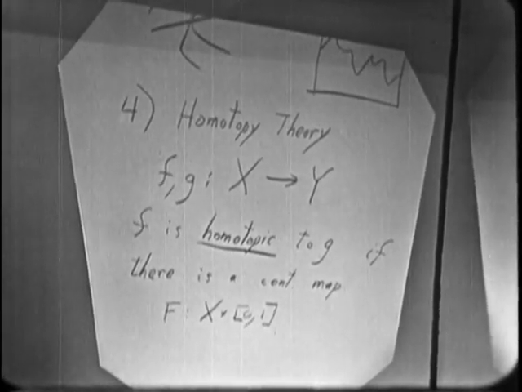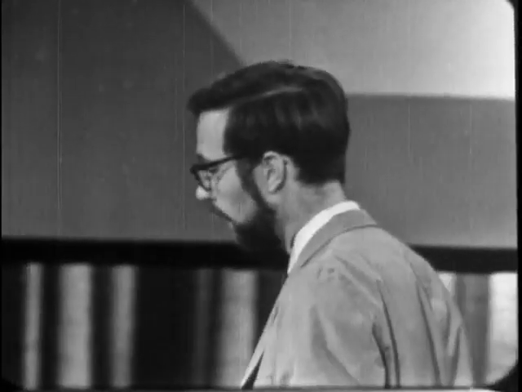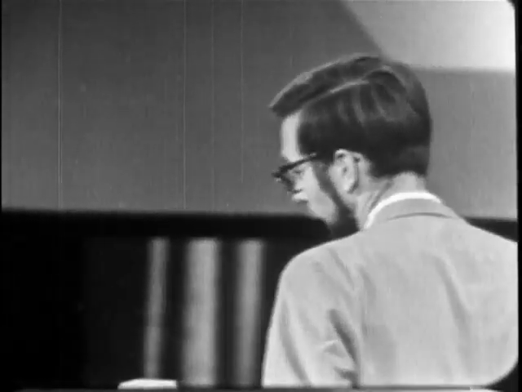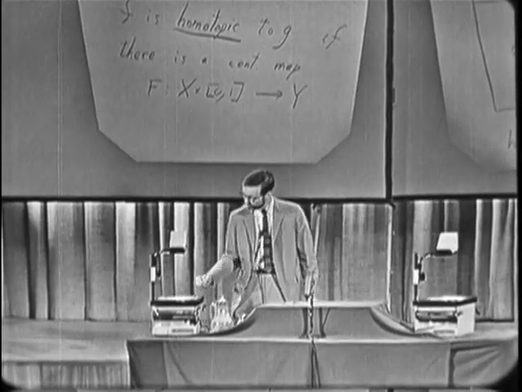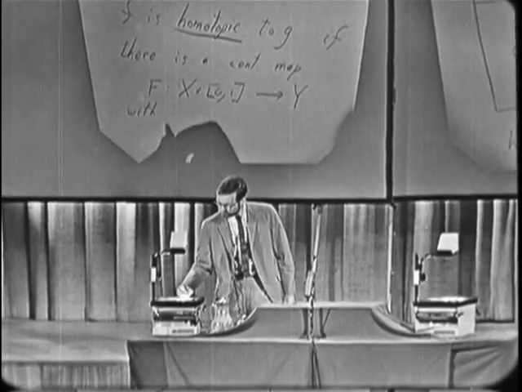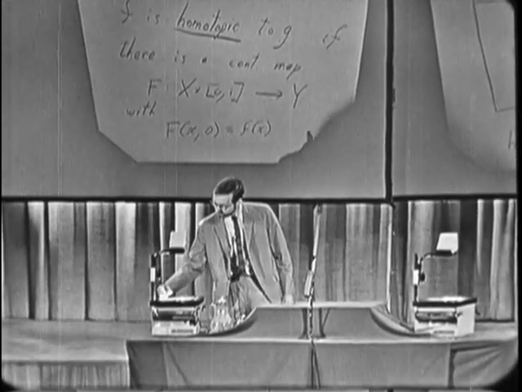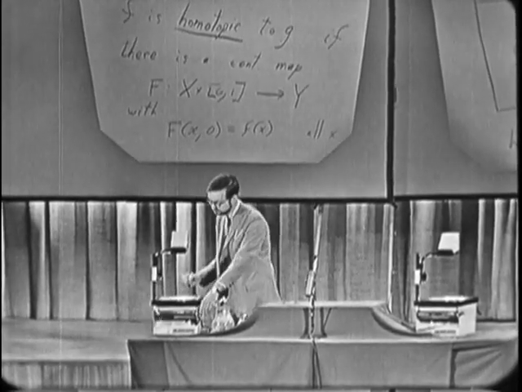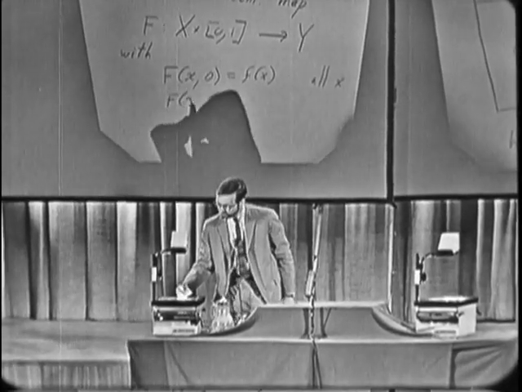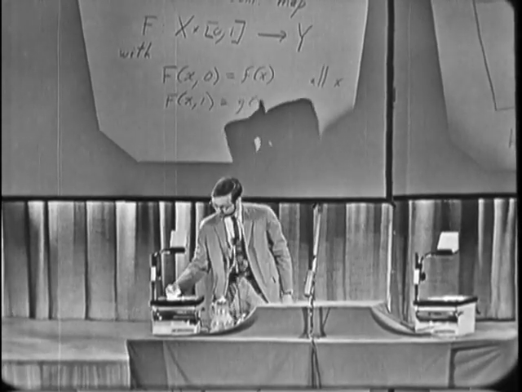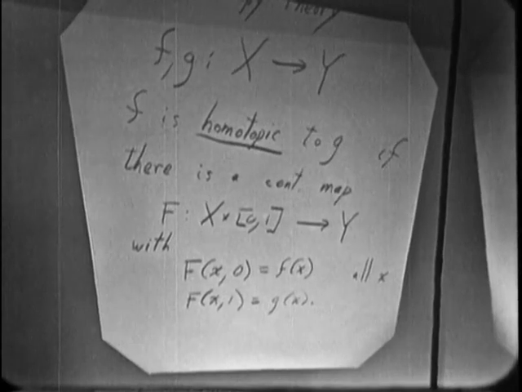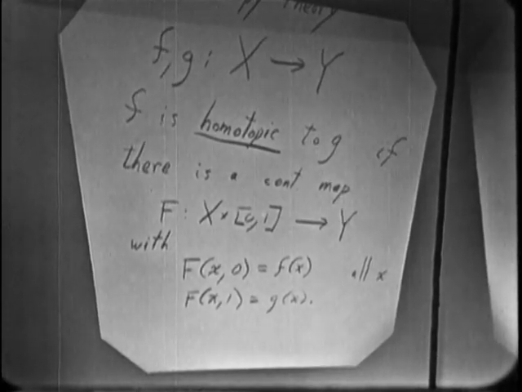So when I say you can deform small f into small g, I mean that there's a motion depending on a parameter, which we can think of as varying from 0 to 1, such that for t equals 0, we have the map small f, and for t equals 1, we have the map small g. In more formal language, there exists a continuous map capital F with F of (x, 0) equals small f of x for all x in capital X, and F of (x, 1) equals g of x. So we've now defined an equivalence relation between mappings, the relation of homotopy.